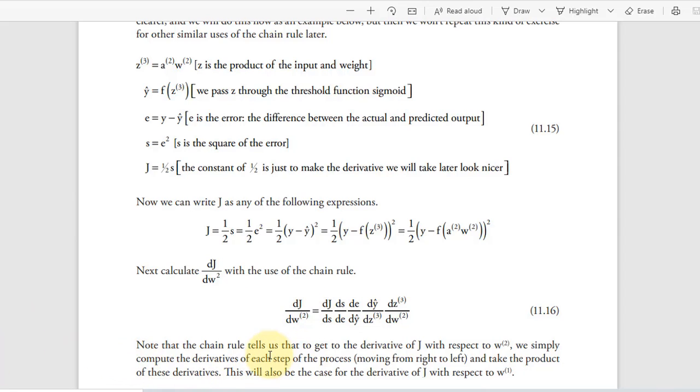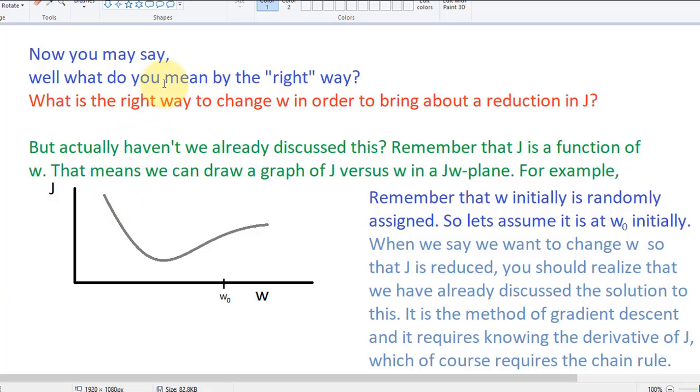And this tells us the way that when we change W, the corresponding amount that J will change by, or it gives us an expression for how a change in W2 here will provide a change in J. And that's what we wanted to do, or that's sort of on the way to what we want to do. We want to know how much our changes in W are going to change J, and that's going to somehow lead us to know how much to change the weights by in order to get a corresponding improvement in J. You may say, well, what do you mean by the right way? How much should we change W by to bring about a reduction in J?